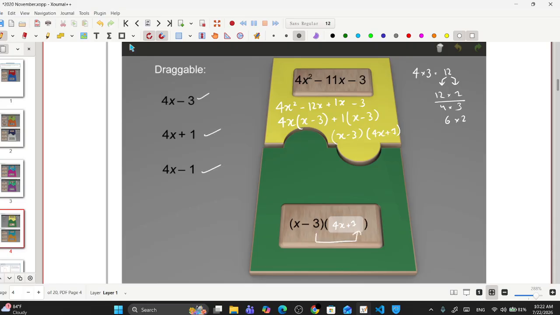So the second term of the second bracket had to be a positive 1. Why positive 1? Because had it been negative 3, like if we would have had x minus 3 multiplied by 4x minus 3, then automatically 3 times 3 would have become 9. But here we don't have 9, we have positive 3. So that's how logically you can eliminate your answers.